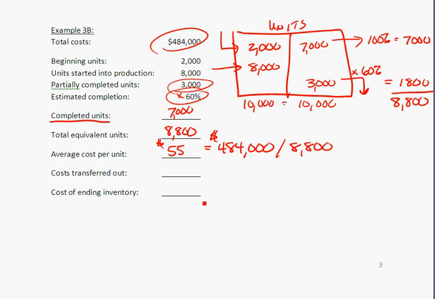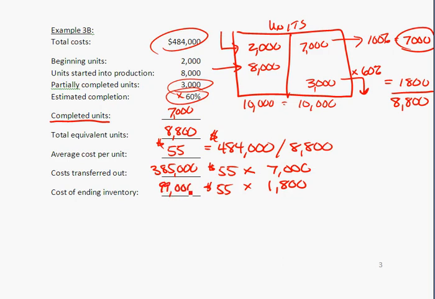In terms of cost transferred out, we're going to take our $55 per unit, multiply it by the number of units we transferred out, which was 7,000, and we find 55 times 7,000 is $385,000. Our ending work in process will be our $55 multiplied by our 1,800 equivalent units for a total of $99,000. Again, adding the two numbers together, and we get $484,000 in total cost, which agrees with the cost we had to account for above.